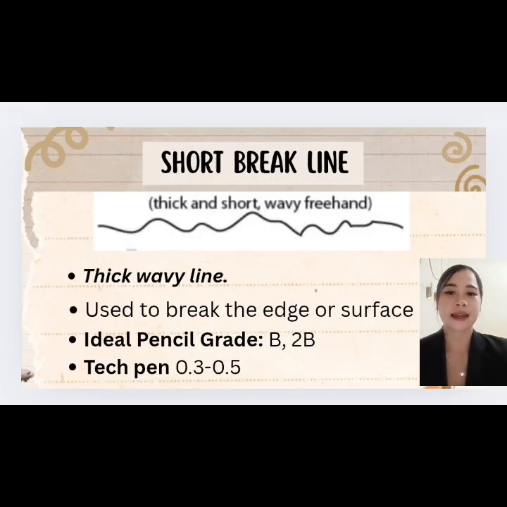The short break line is a thick, wavy, freehand line used in technical drawings. It shows that a small portion or edge of an object is removed or broken to make the drawing clearer or to reveal interior details. The ideal pencil grade is B or 2B to draw a break line. The thick pen, 0.3 to 0.5, is what you use.